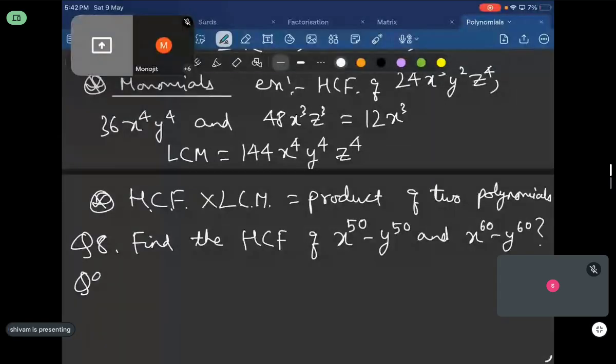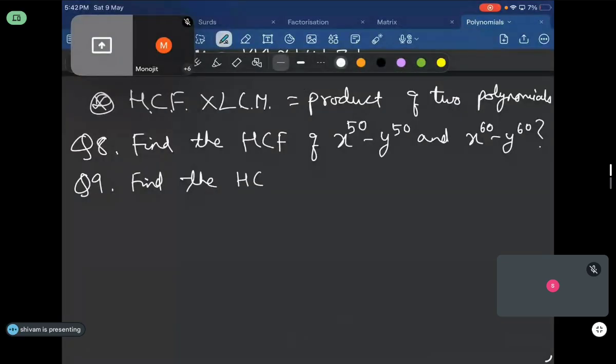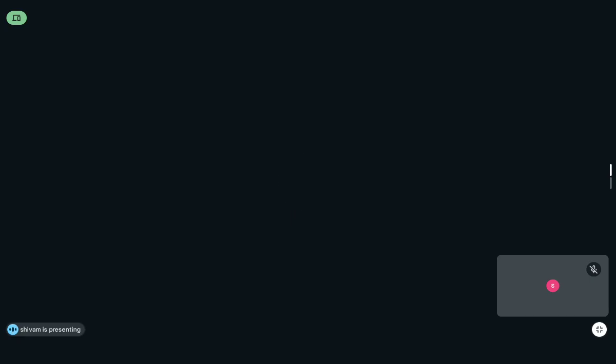Question number 9. If the HCF of 8x cubed y to the power a and 12x to the power b y square is 4x to the power a y to the power b, find the maximum value of a plus b. Solve.